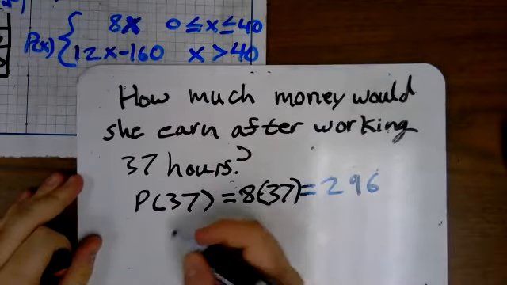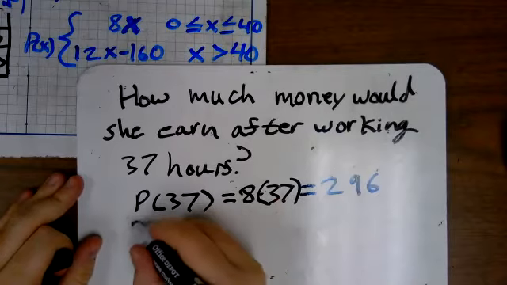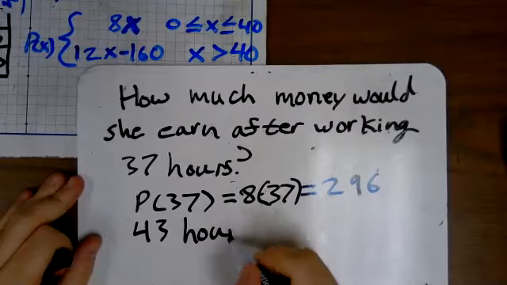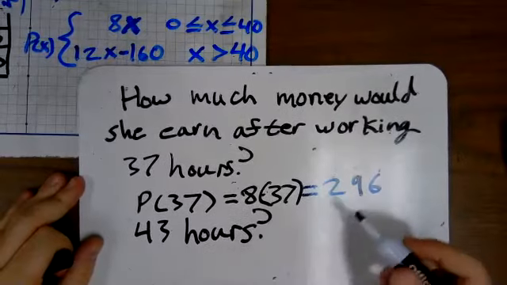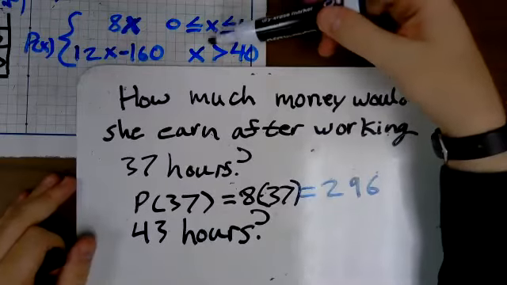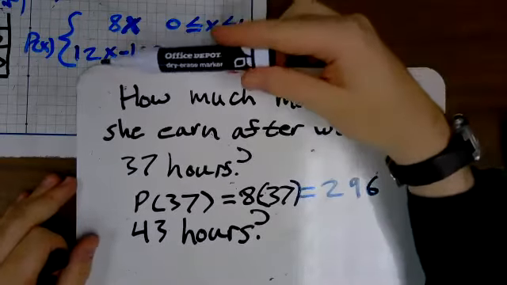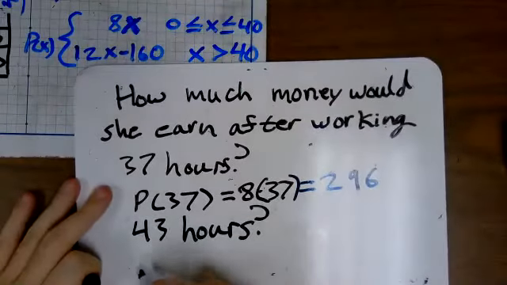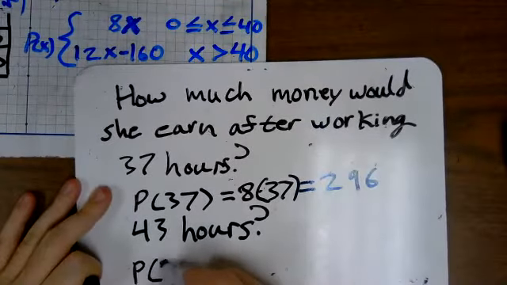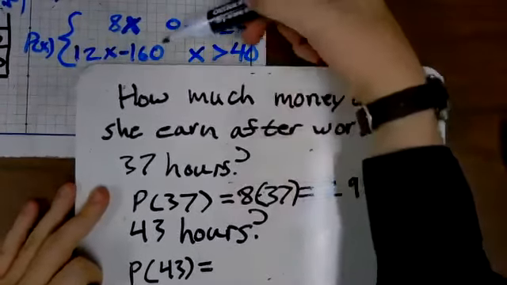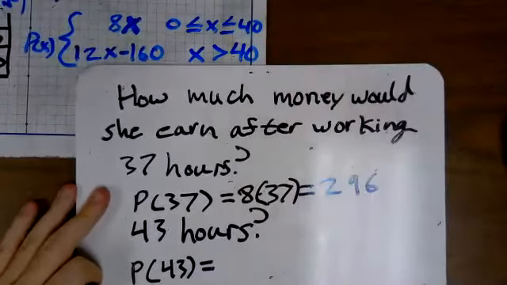Okay, now that's for 37 hours. What about 43 hours? Well, 43 is in this section. 43 is a number greater than 40, so we can use this equation here, P of 43, or this set of rules here, rather.